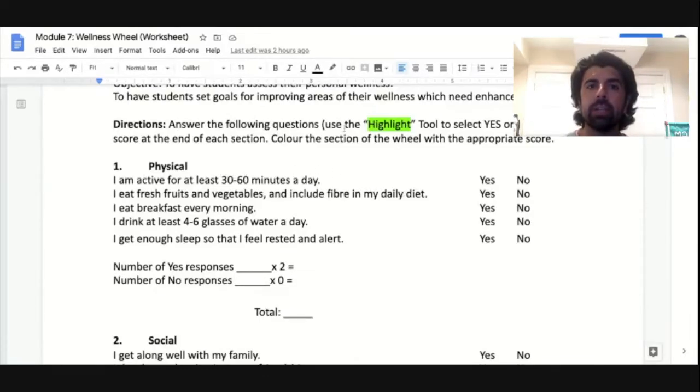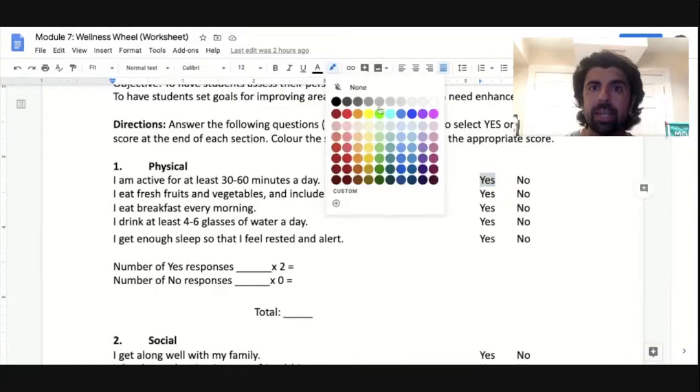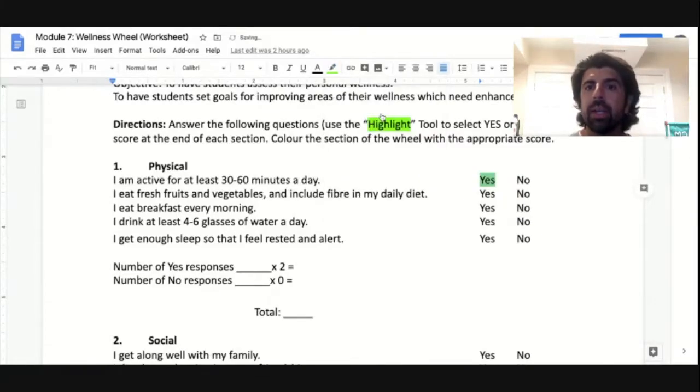So what the assignment is asking you to do is to answer the following questions. You're going to use the highlighting tool to highlight yes or no. So what you're going to do is look at this: I am active for at least 30 to 60 minutes a day. For me, that is a yes. So I'm going to highlight the word yes. I'm going to click up here where it says highlight and choose the color. And there you have it. I've just answered the first statement.